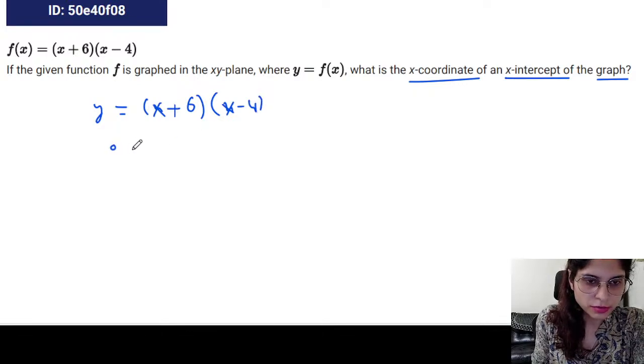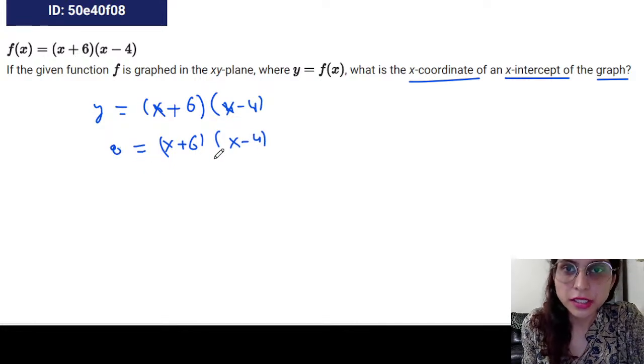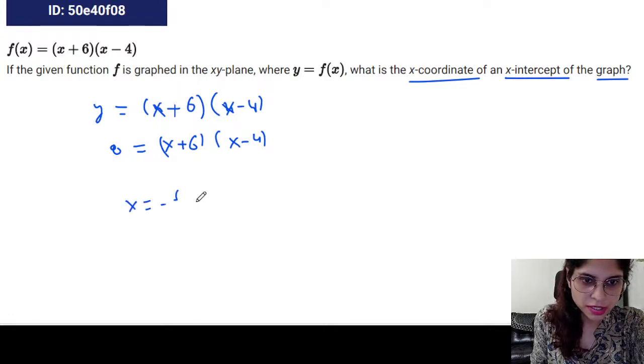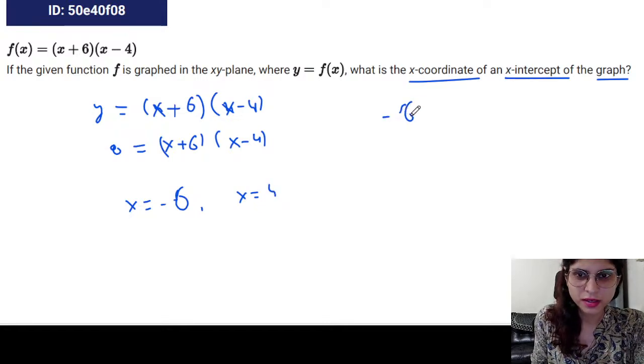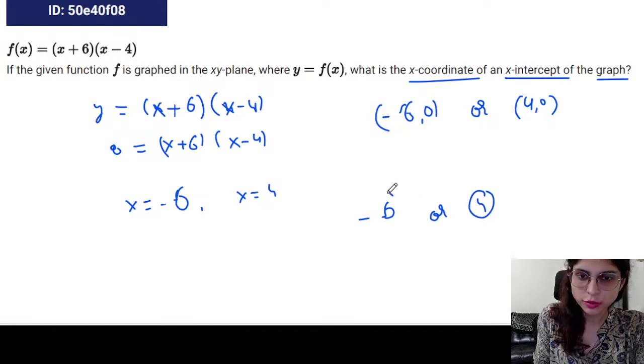If this becomes 0, so this is already given in factored form, so the value of x can be either negative 6 or the value of x can be 4, because your x-intercepts are going to be negative 6 comma 0 or 4 comma 0. So your answer, you can put negative 6 or you can put 4 as well. Both of them are going to be the answers.